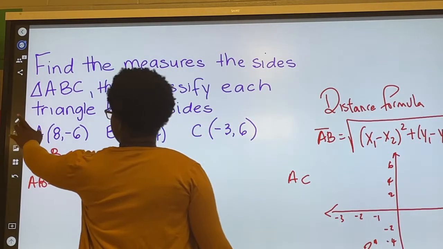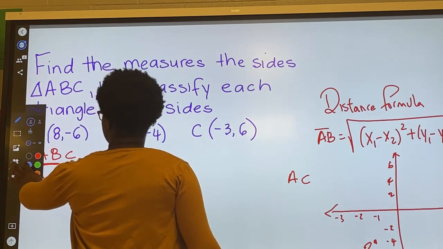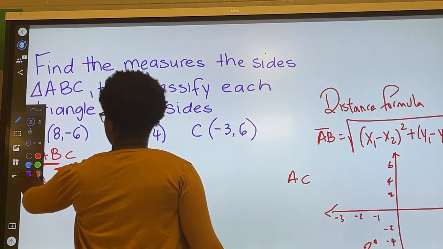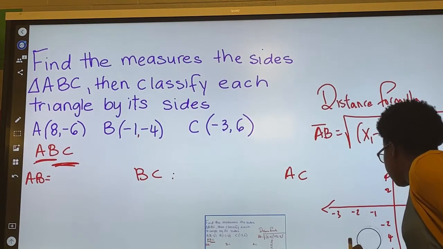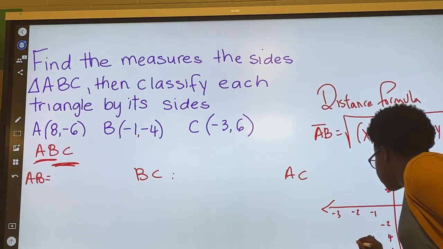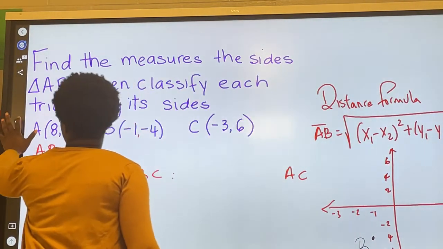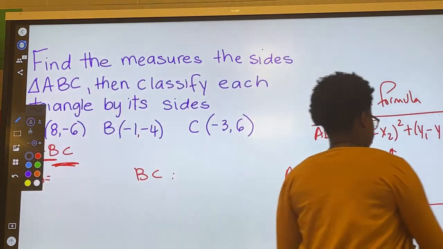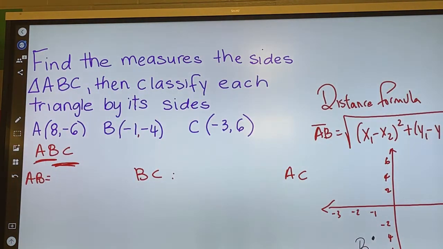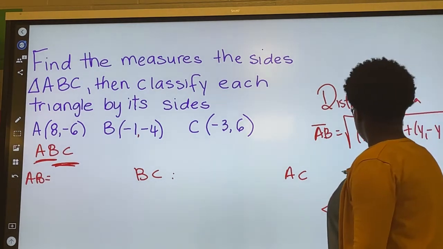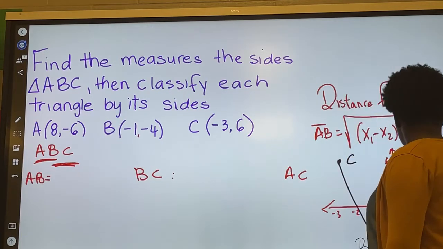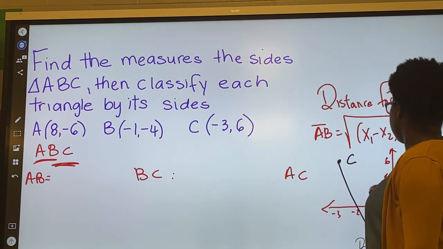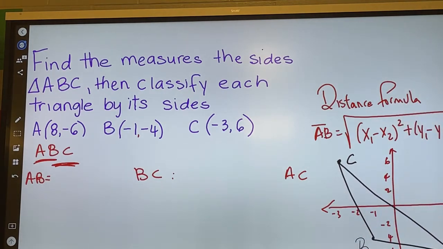Then we have -3, 6, which is another point. Let's change the color. -3, 6. So that's -1, -4, so that's B. And over here represents A. -3, 6 will be somewhere up here, and that's C. So if you connect these points, you can determine if it is scalene, isosceles, or equilateral.